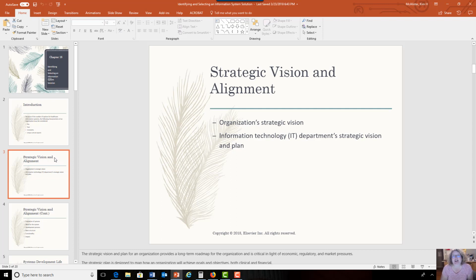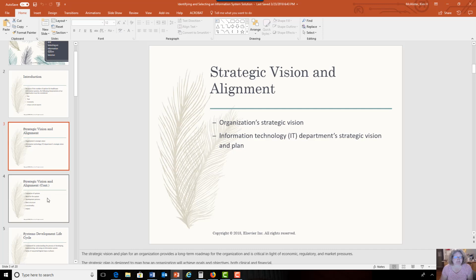And then you need to look at your mission and value statement. What is your mission? What are your values? What is it that you're trying to do? What do you do as an organization? And then you need to look at information technology, strategic vision, and plan. So all of this has to match and go together. So this is where the organizational leaders sit down with your IT leaders and talk to each other and find out what it is we're going to do here.